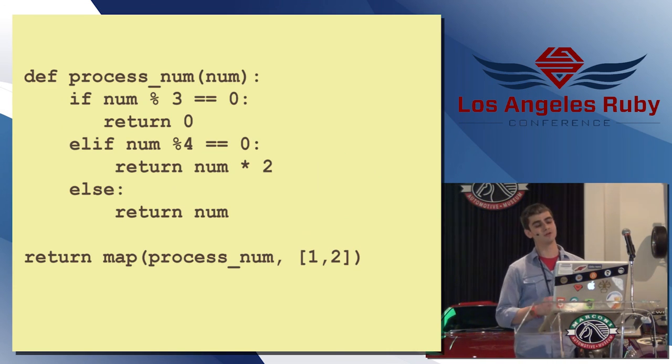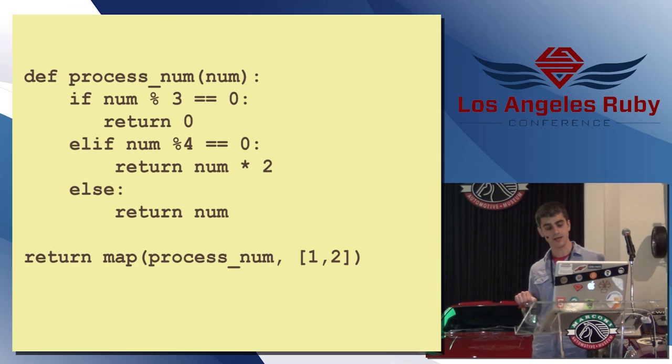So to do this in Python, I would define a separate process num method that takes a number as a parameter and does the same processing on it. And then I can just return a call to map, something like that, pass in the function I created, and then pass in a list.